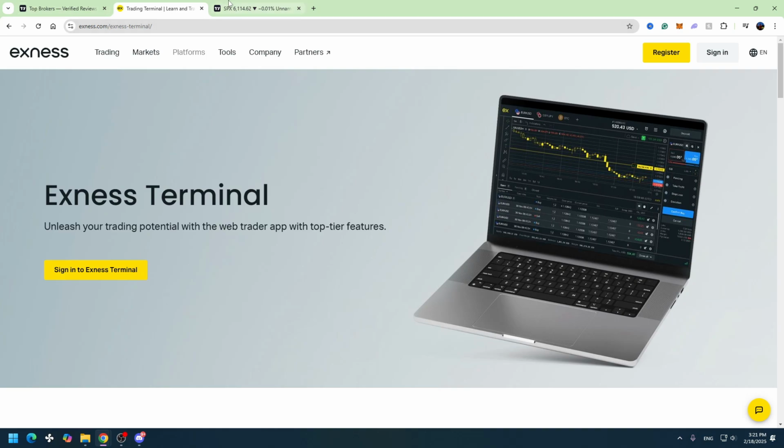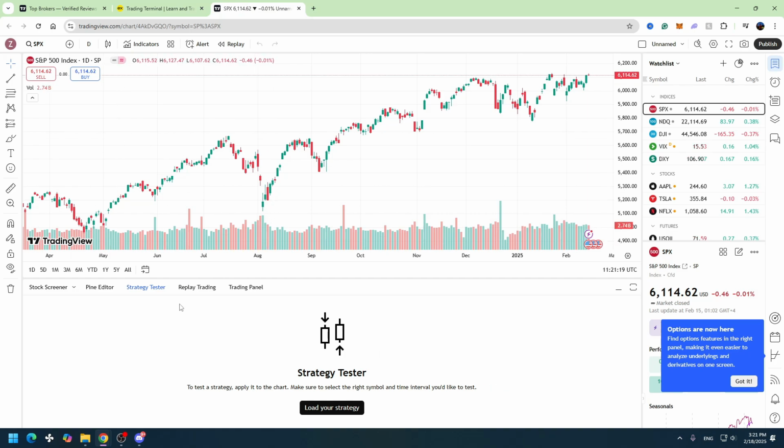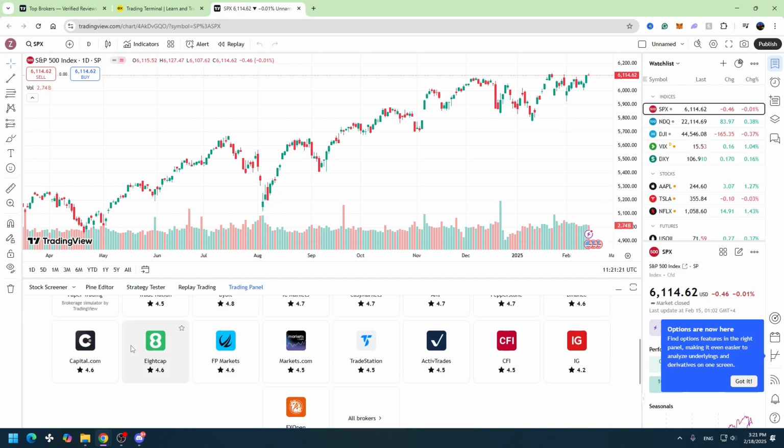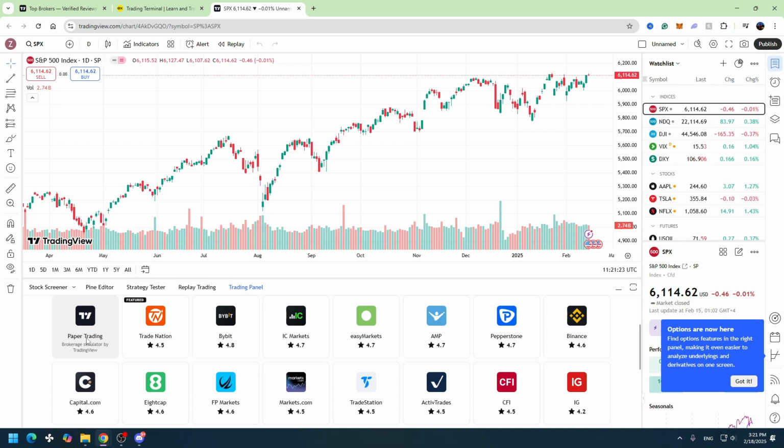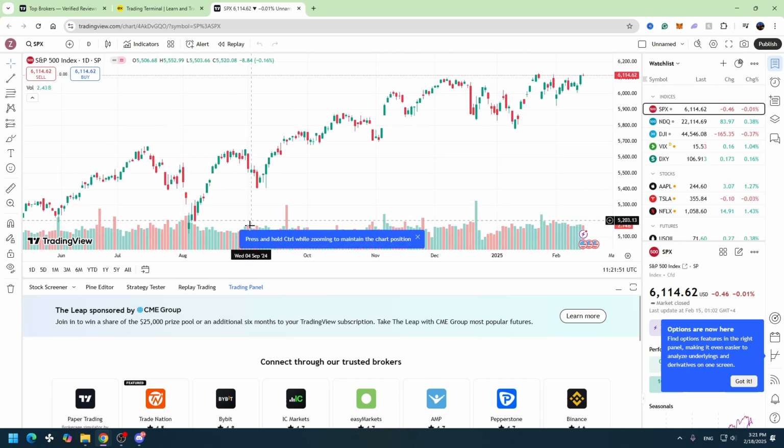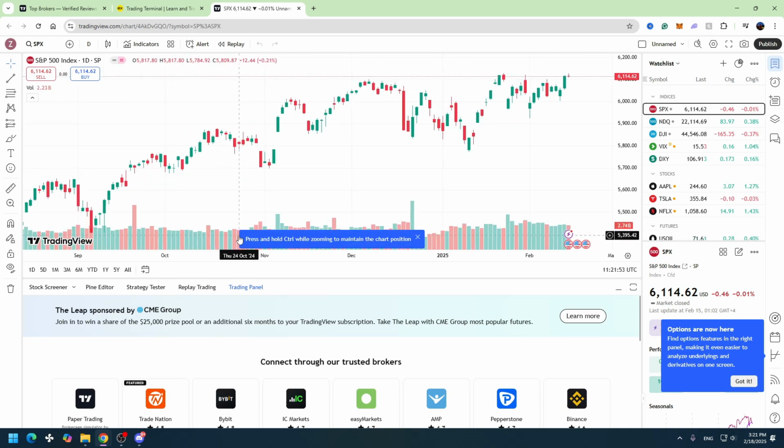And also there is another way. So for example, when you go to the trading panels, you can see that there is paper trading. So you can start using paper trading in TradingView, guys, which offers virtual funds and helps you to develop good trading skills and strategies. So that's all I wanted to show you in this short video tutorial.